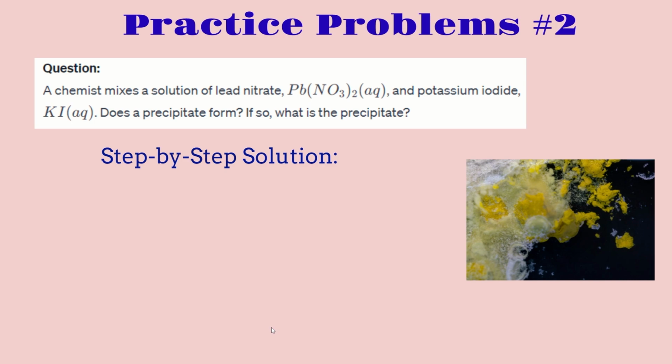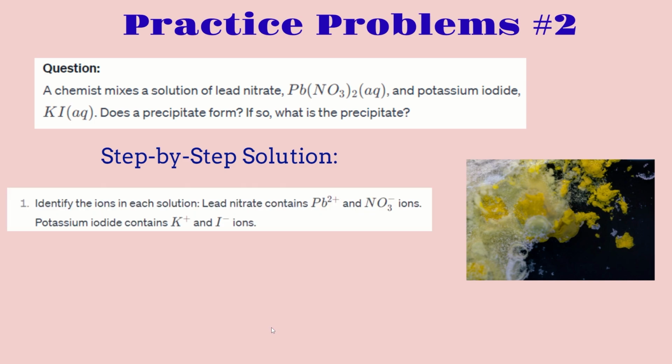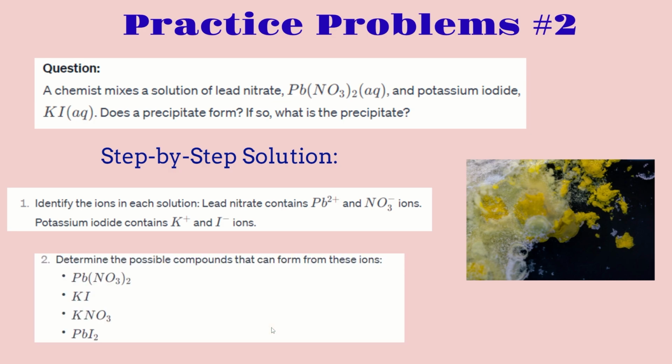So here is the step-by-step solution for this problem. First is to identify the ions in each of the solutions. For the lead nitrate, it contains Pb2+ and NO3-, which is basically just lead and nitrate. So in the first one, those are the 2 different ions. And then the second one, which is potassium iodide, contains K+ and I-. So these are the different types of ions in the solution.